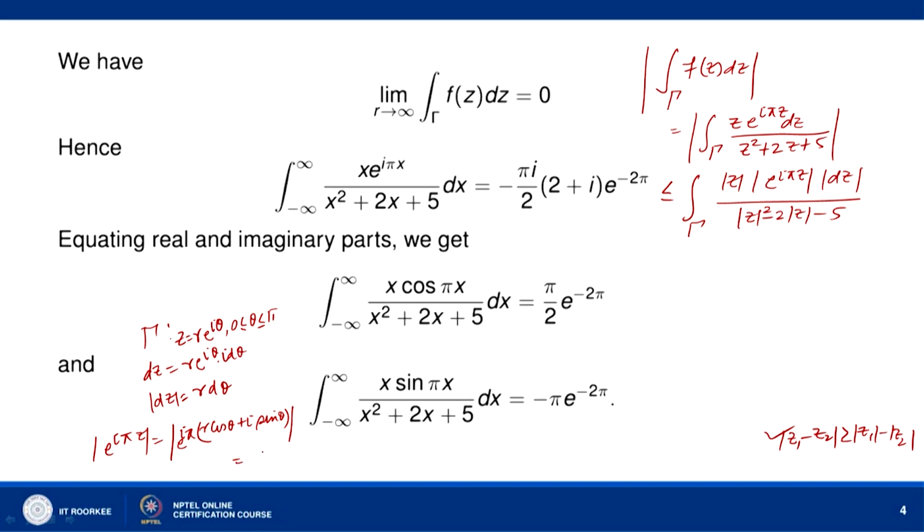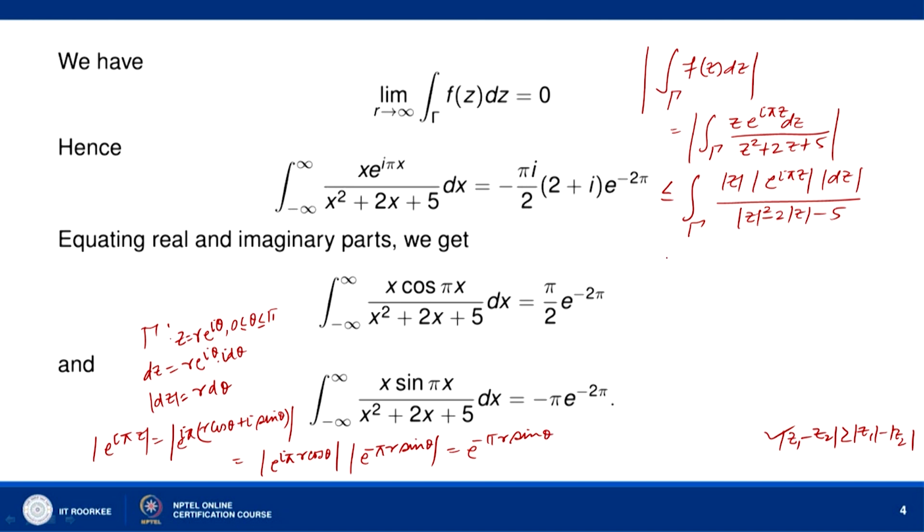So, this is equal to the modulus of e to the power i pi r cos theta, multiplied by the modulus of e to the power minus pi r sin theta. The modulus of e to the power i pi r cos theta is equal to 1, and e to the power minus pi r sin theta is greater than or equal to 0, so we have put greater than 0. So, we can write it as e to the power minus pi r sin theta.